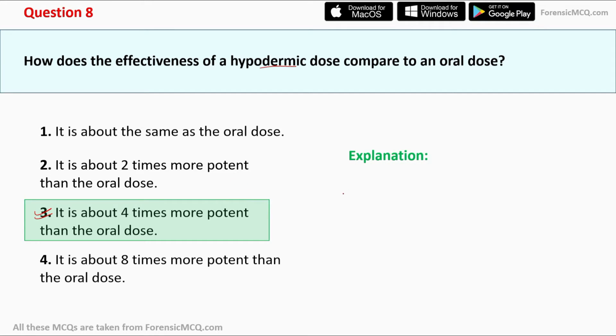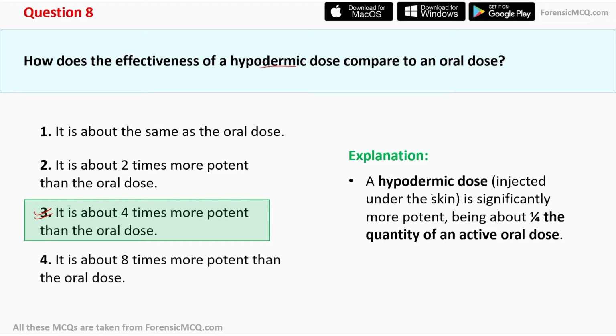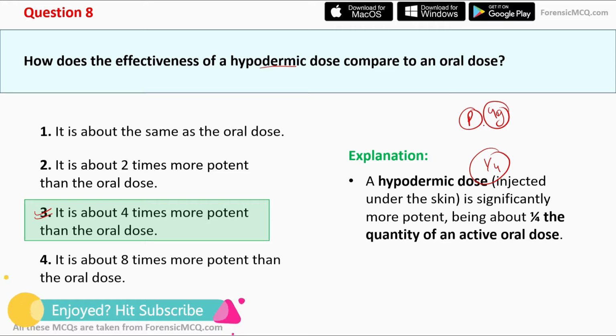Now let's move to the explanation part. A hypodermic dose injected under the skin is significantly more potent, being one-fourth the quantity of the active oral dose. So it says that the hypodermic dose usually requires one-fourth of the dose that is given orally. So if a patient is given 4 grams of penicillin or paracetamol orally, then if we inject a hypodermic dose, it usually requires 1 gram.